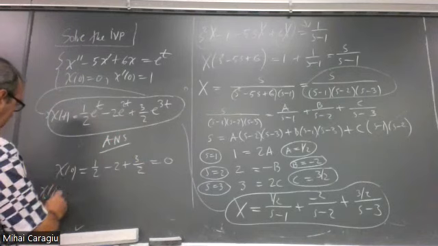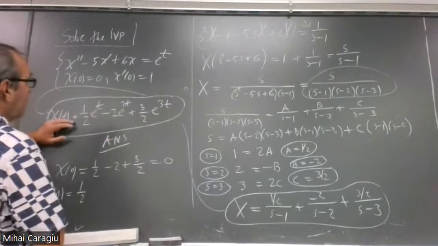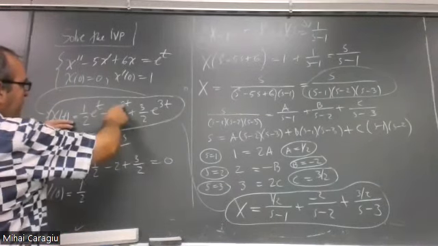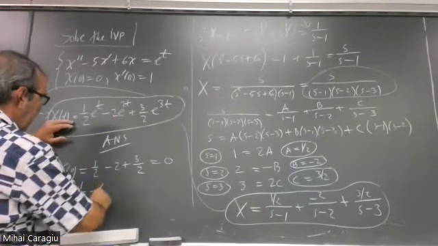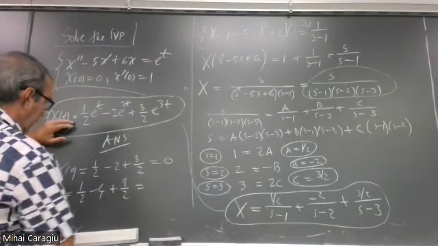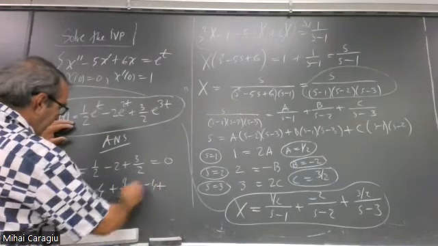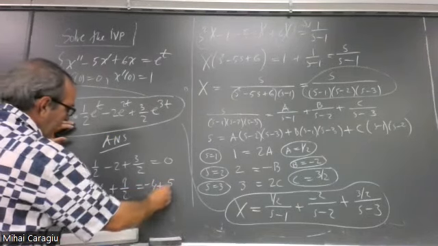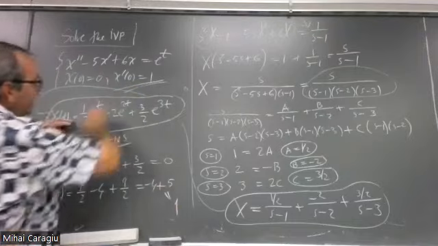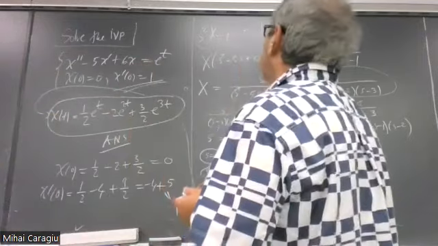x prime of 0 equals 1 half minus... bring down and differentiate, minus 4... bring down and differentiate, plus 9 halves. What do you got here? 9 halves plus 1 half is 5, minus 4 is 1. It's exactly what we already know. This should be like this.